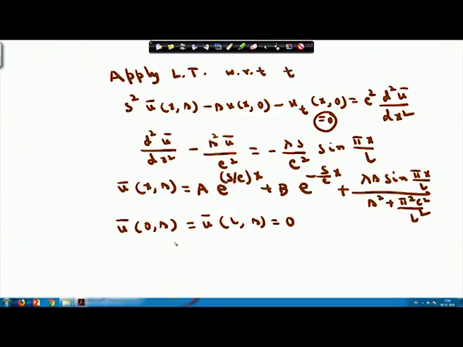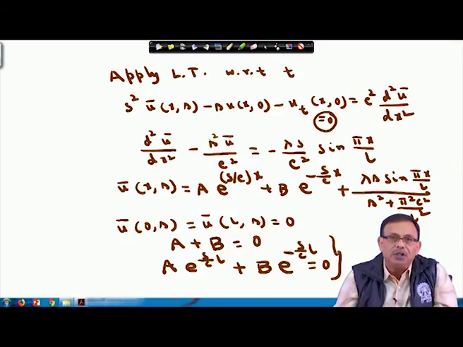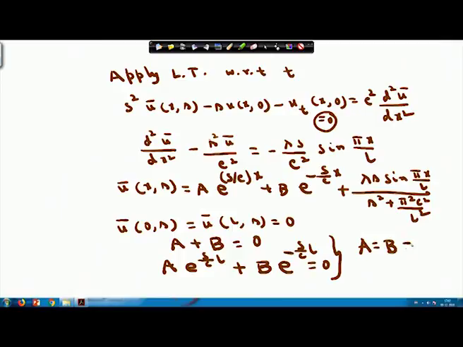So, if I use the boundary conditions, one I will obtain a plus b equals 0, and the other one I will obtain a e power s by c into L plus b e power minus s by c into L equals 0. And like the previous problem, this is the homogeneous equation, which will have the trivial solution only. So the trivial solution you will get is a equals b equals 0.